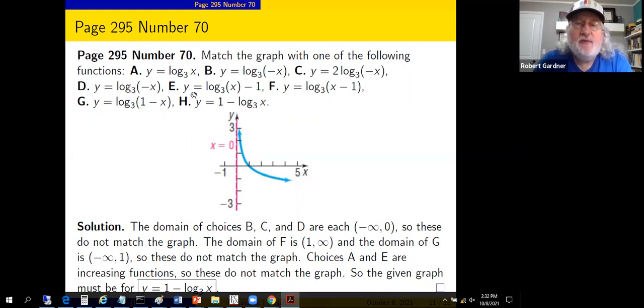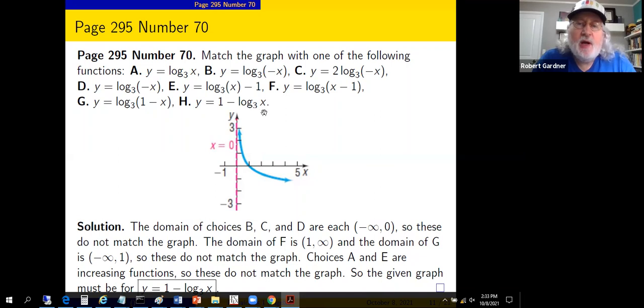Choices A and E say they're increasing functions. This is just a log function, and log functions are increasing. E is a log function that has been vertically translated down. Well, the vertical translation doesn't affect increasingness, so both of these will be increasing. So now we've eliminated A, B, C, D, E, F, and G, and that only leaves H. So H must be the answer by process of elimination, but let's look at it a little more forensically here.